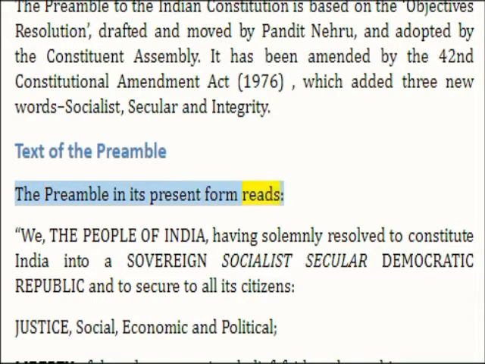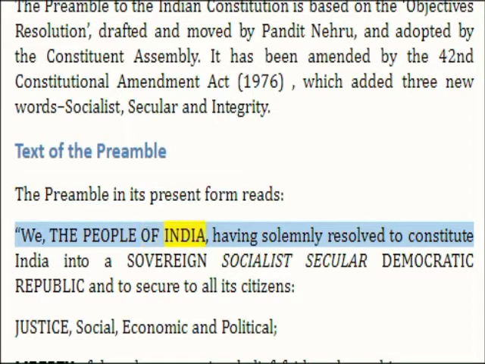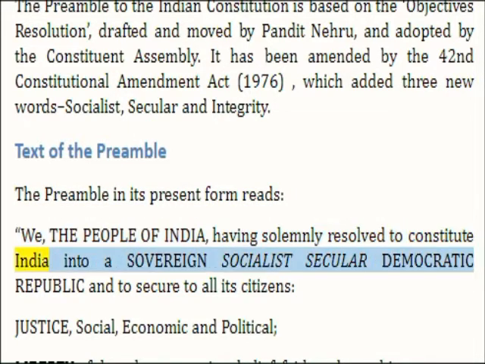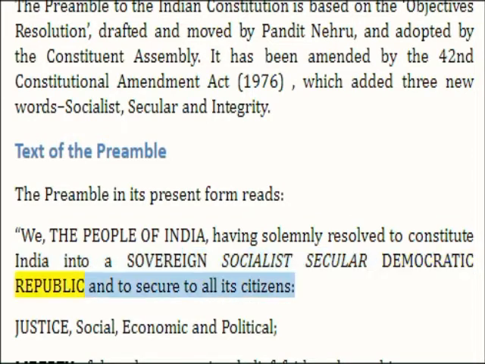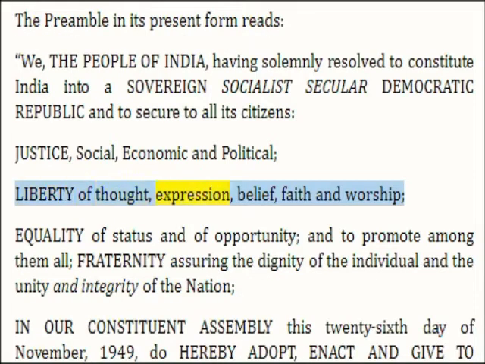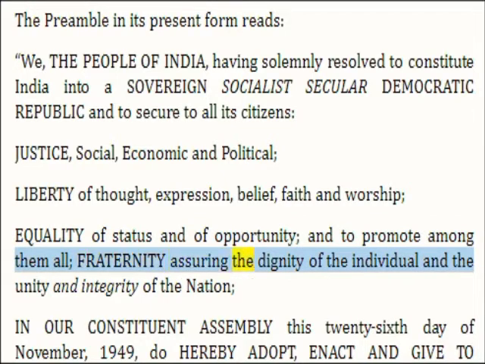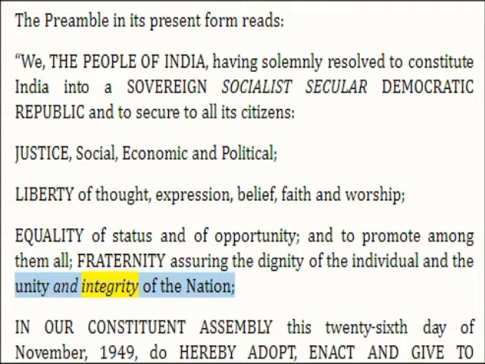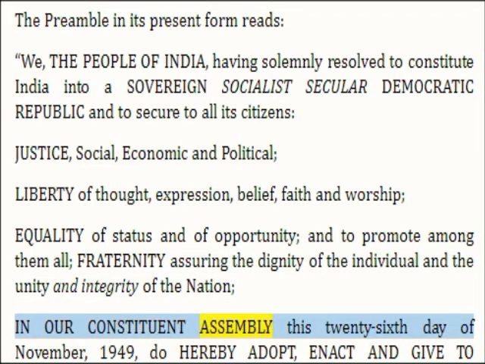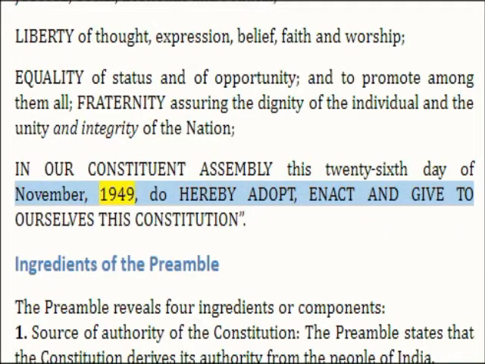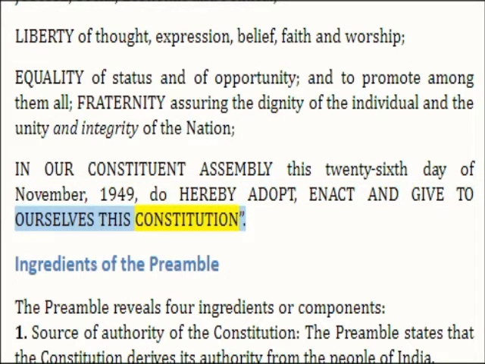Text of the Preamble. The preamble in its present form reads: We, the people of India, having solemnly resolved to constitute India into a sovereign, socialist, secular, democratic republic, and to secure to all its citizens: justice, social, economic, and political; liberty of thought, expression, belief, faith, and worship; equality of status and of opportunity; and to promote among them all fraternity, assuring the dignity of the individual and the unity and integrity of the nation. In our Constituent Assembly this 26th day of November, 1949, do hereby adopt, enact, and give to ourselves this Constitution.